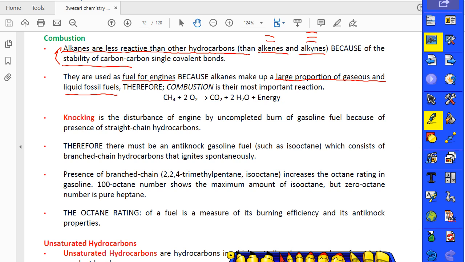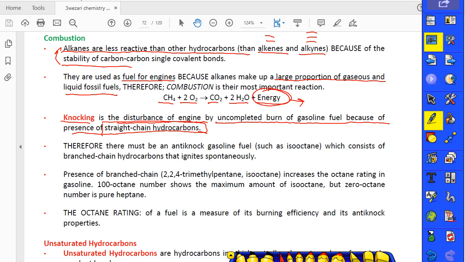Because when you burn the alkane, for example, CH4 plus 2O2 gives CO2 plus 2H2O plus energy. We can get energy, and the cars work. But how do the cars work, how can we use the benzene? There's the definition of knocking. Knocking is the disturbance of the engine by incomplete burning of gasoline fuel because of the presence of straight chain hydrocarbons. Straight chain hydrocarbons are not easy to burn. Because of that, the engine cannot easily work.